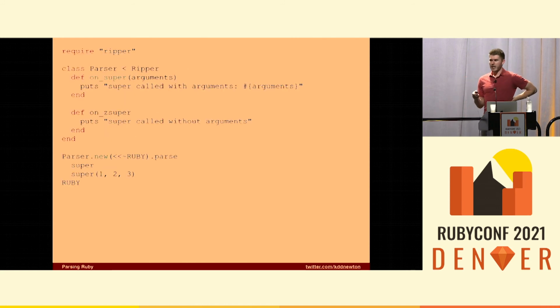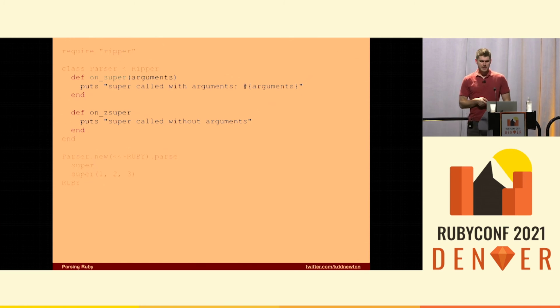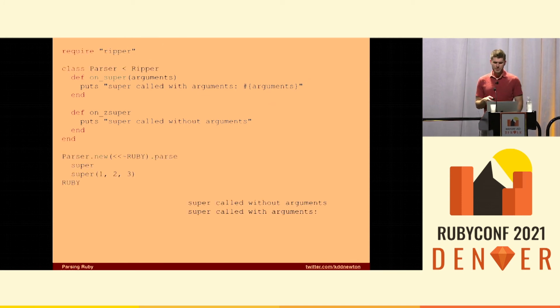If we try to build a parser using Ripper to handle this, we pass in these handlers for these events. ZSuper took no arguments, super took one argument, and we tell it to go parse. We'll get this. Super called without arguments, great. ZSuper worked just fine. Super called with arguments, and we get nothing. Why did we get nothing?